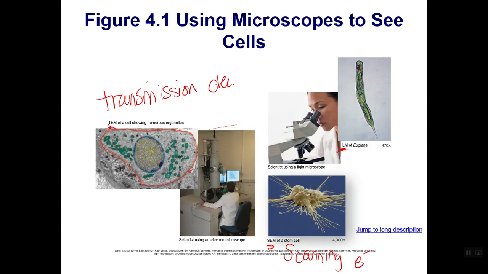Over here, we have a light microscopy image of a cell that we call a euglena. A euglena is a protist. It's a single cellular organism that's in the kingdom Protista. Remember I said from chapter 1, that's kind of like the junk drawer of biology because it's not a plant, it's not an animal, it's not a fungus, so it's a protist. But you can see it's a single-celled organism, and it is under a light microscope. Light microscopes, again, use light. This is at 470x, so pretty powerful microscope, but not nearly as powerful as these other two.